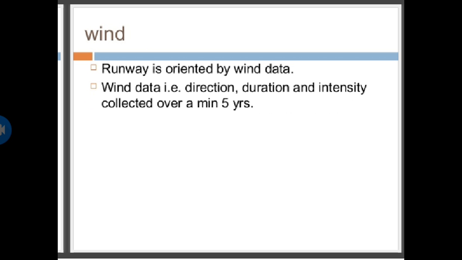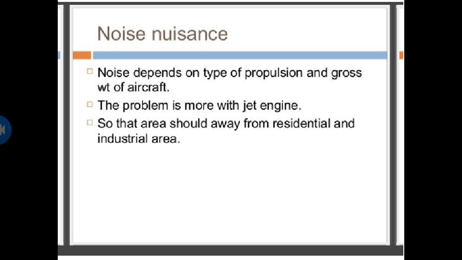Next one, wind. The runway is oriented by wind data, that is the direction, duration, and intensity, collected over a minimum of 5 years from the nearby area. Next one, noise nuisance. Noise depends on the type of propulsion and gross weight of the aircraft. The problem is more with jet engines, so the area should be away from residential and industrial areas.